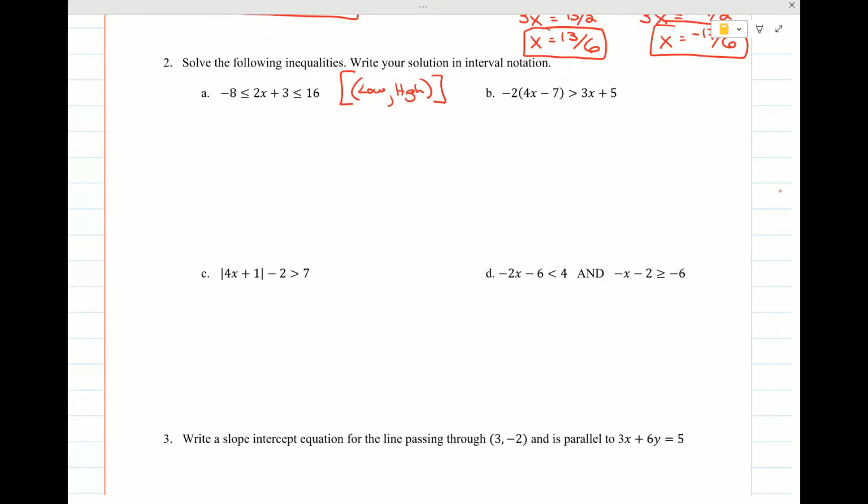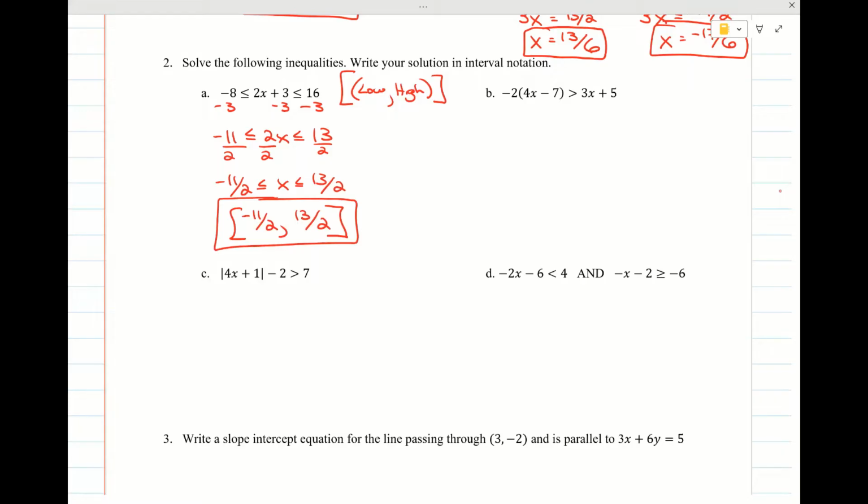First thing we could do is, for the first problem, we want to get x by itself. It's a compound inequality, so we'll subtract 3 from all sides, and then divide by 2. And it looks like x is between negative 11 halves and 13 halves. So the way we would write this is we have to include negative 11 halves and 13 halves, so we would write them using brackets.